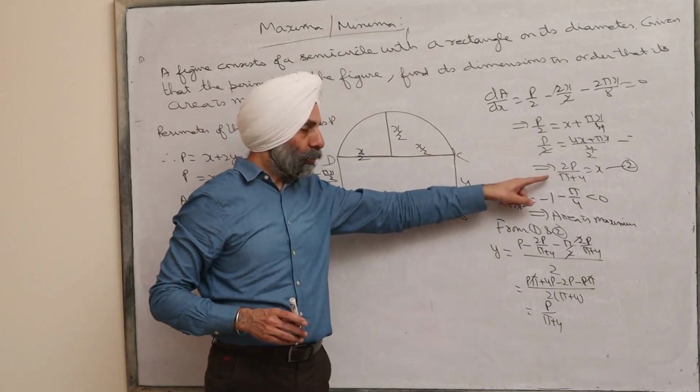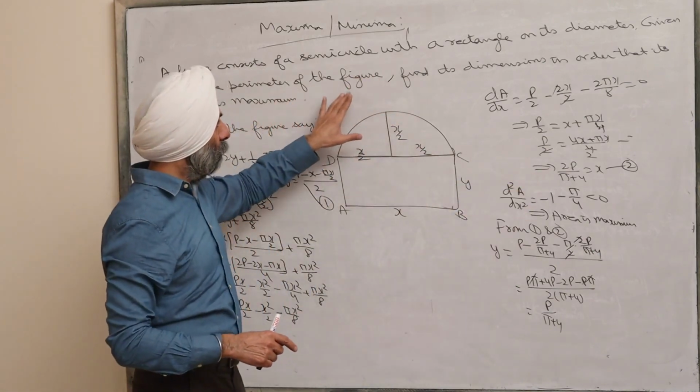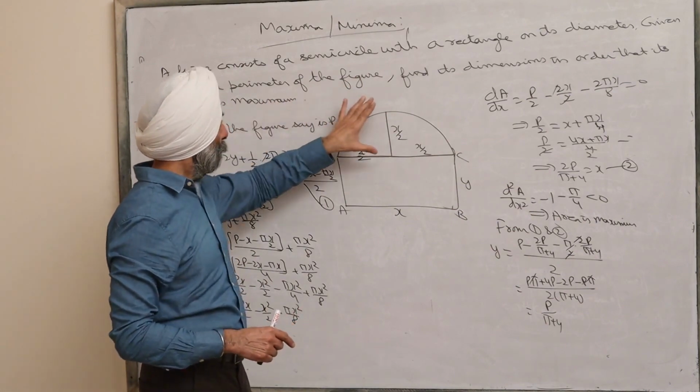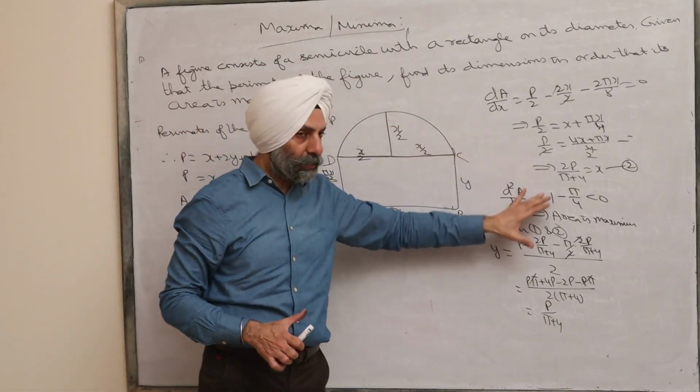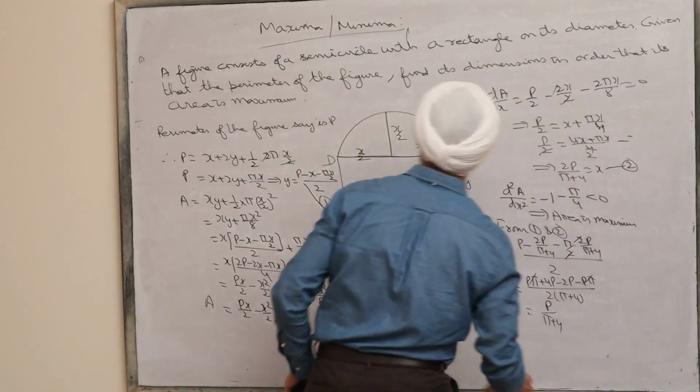So we have the values of x and y. On the basis of this, the area of this figure is maximum when these are the lengths of the corresponding sides of the rectangle.